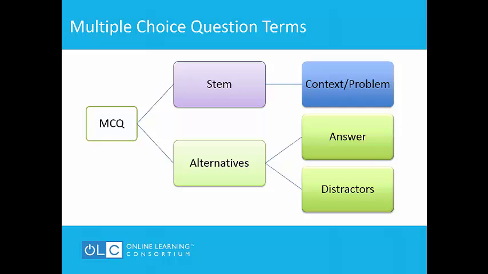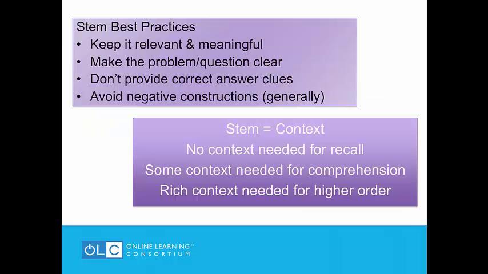A multiple choice question is made up of two parts. One is the stem, which is the question, and the other is the alternatives, which is the list of answers from which the students can choose. The stem provides the context or the problem that the student is addressing, and the alternatives are made up of the correct answer as well as distractors, which are the other possible answers that a student might choose from.